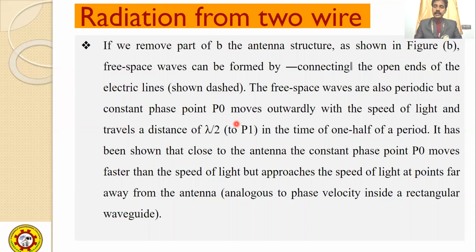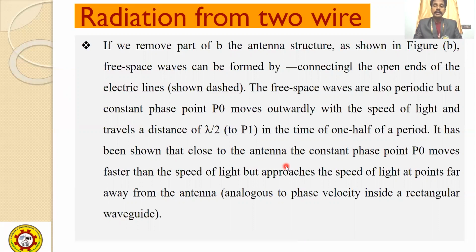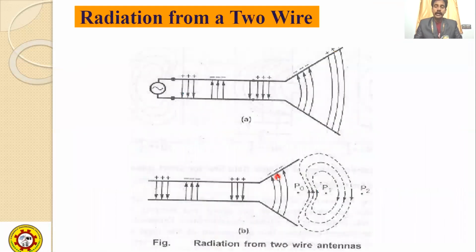Lambda by 2 is where point P1 lies, and P1 shows the path, which takes a time period of travel of these electromagnetic waves. For example, approximately we explained this for half of its time period. Close to the antenna, the constant phase P naught moves faster than the speed of light but approaches the speed of light at points far from the antenna. This gives the phase velocity, as in a regular rectangular waveguide.